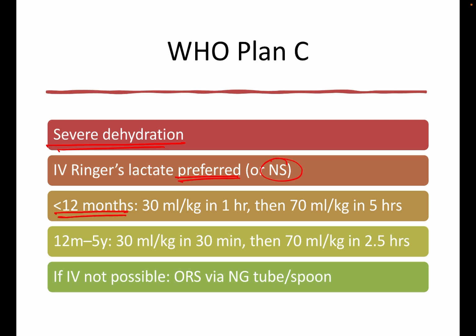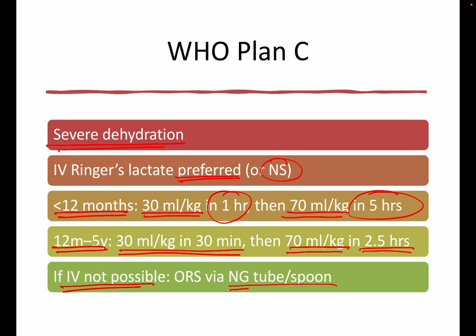For children less than 12 months, 30 ml per kg in the first 1 hour, and then 70 ml per kg over 5 hours. For a child from 12 months to 5 years, 30 ml per kg in 30 minutes, and then 70 ml per kg over 2.5 hours. If IV is not possible, ORS can be given via NG tube or spoon. If you remember, this has to be doubled in case of children between 1 year and 5 years of age.